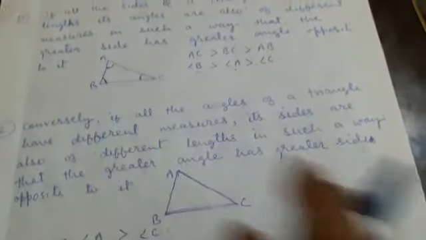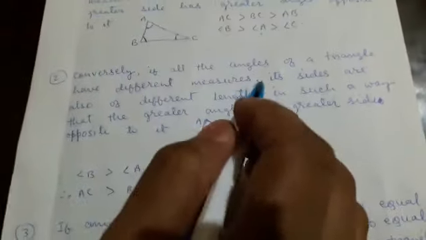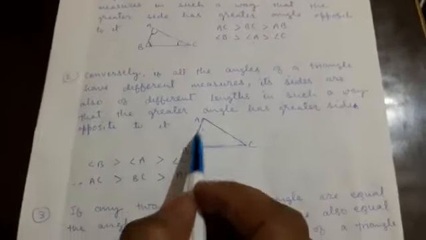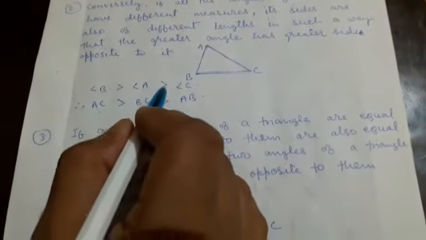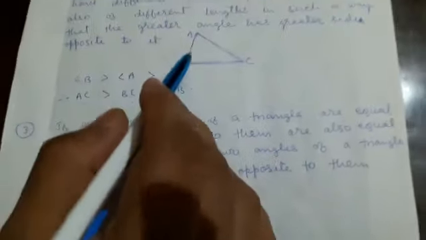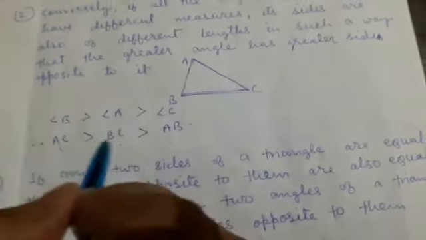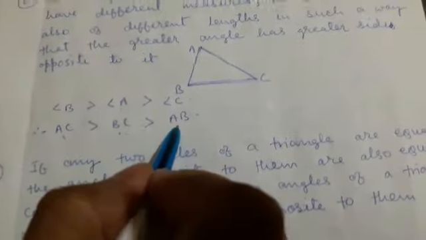Now we will see the next identity, which is the converse of the first identity. Let us see, if all the angles of a triangle have different measures, its sides are also of different length in such a way that the greater angle has greater side opposite to it. Suppose triangle ABC is given here and angle B is greater than angle A and angle A is greater than angle C. It is given. Then we will say that side opposite to angle B will be AC, side opposite to angle A is BC and side opposite to angle C is AB. Therefore side AC is greater than side BC and side BC is greater than side AB.